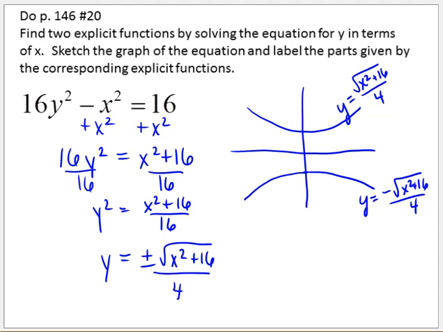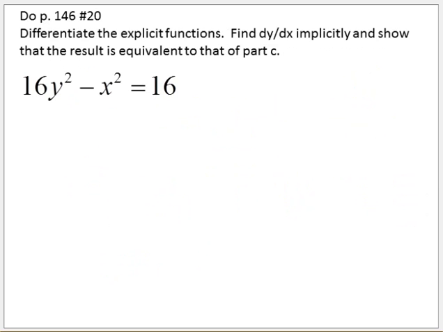Taking those explicit functions onto this next screen, I'm going to copy down what the explicit function was. It was plus or minus the square root of x squared plus 16 all over 4. What I'm going to show you is that if I solve this implicitly, I will end up with the same answer as if I take the derivative of the two explicit functions. I am going to start out by solving this implicitly. It is much easier to solve this with implicit differentiation than using the other differentiation.